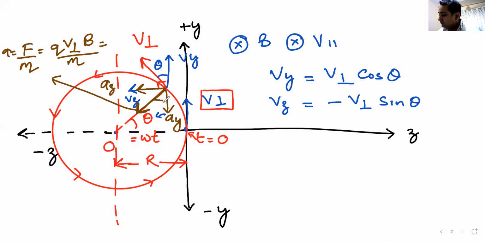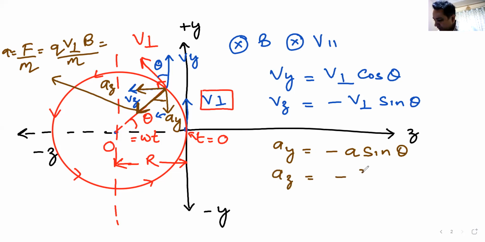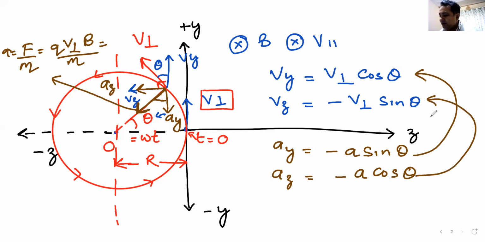This will be 90 minus theta. So ay becomes minus a sine theta, and az becomes minus a cos theta. If you integrate this, you will get this. If you integrate this from 0 to t, you will get this. If you differentiate this, you will get this. Are you getting my point, everyone? See, so simple. I don't have to integrate and differentiate if I just understand the problem.